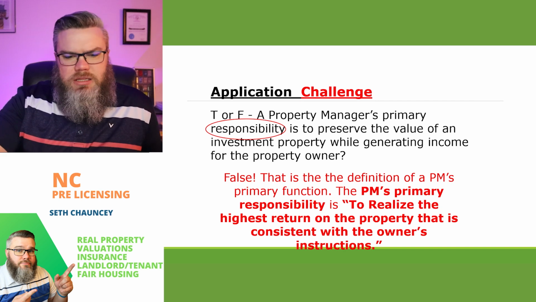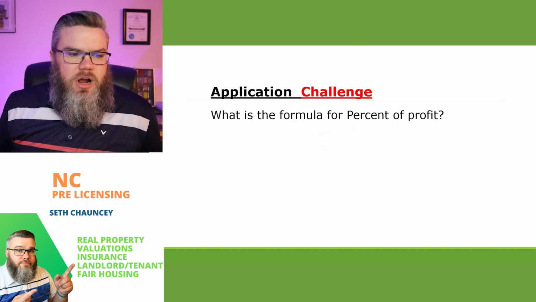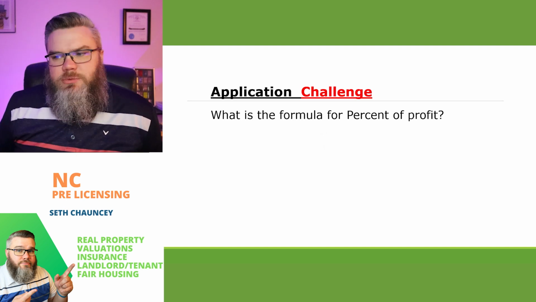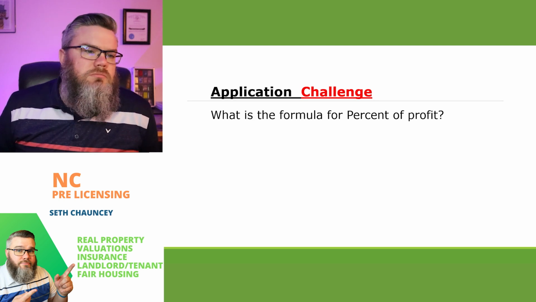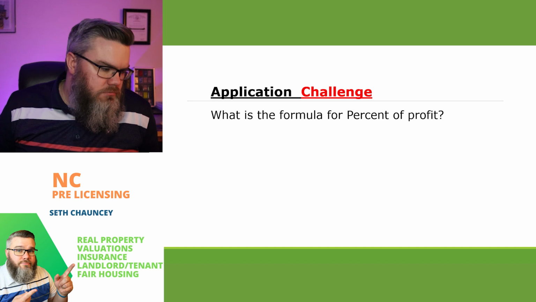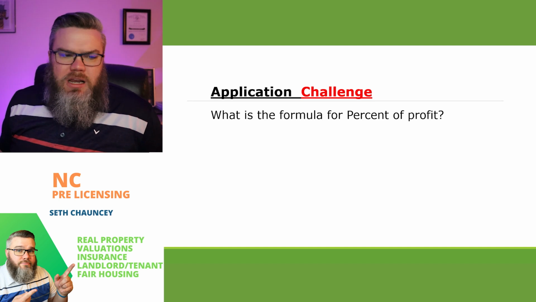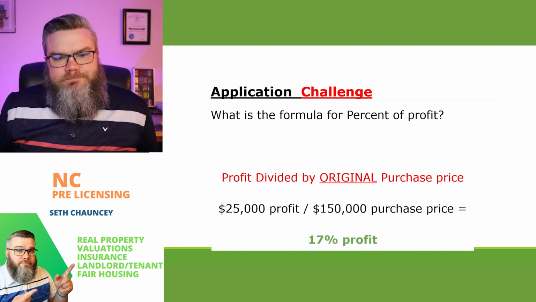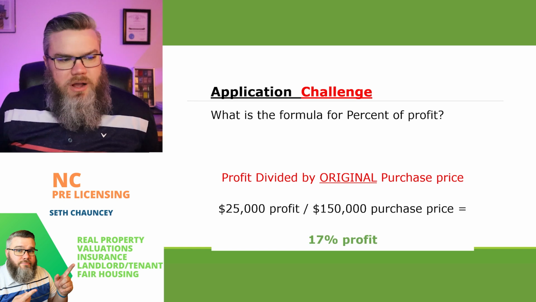Let's see if you caught this in the brief time that I did it. What is the formula for calculating the percent of your profit or the percent of the return on your investment? You divide your profit, what you made, by what you invested. There you go. What you made divided by what you paid. That's it. What your profit was divided by what your initial investment was. That'll give you your percent of profit.